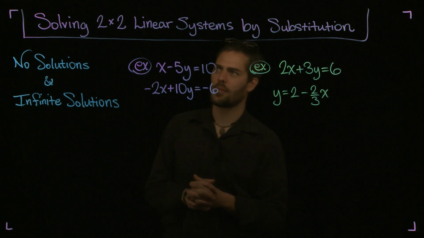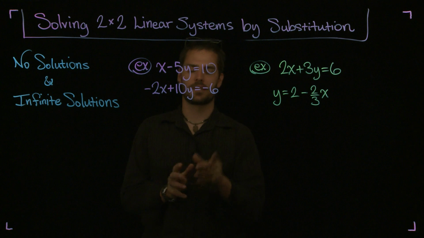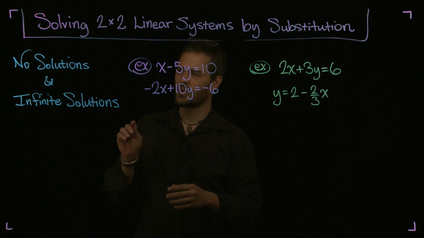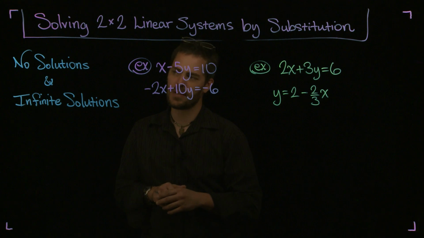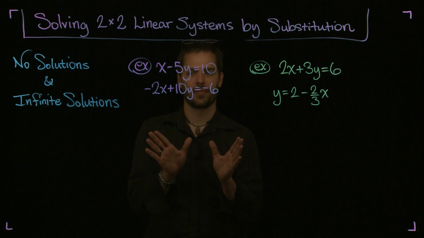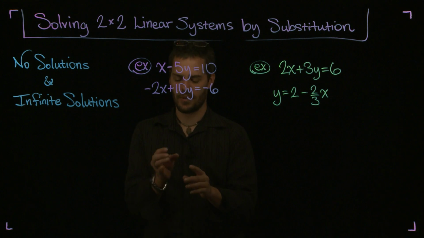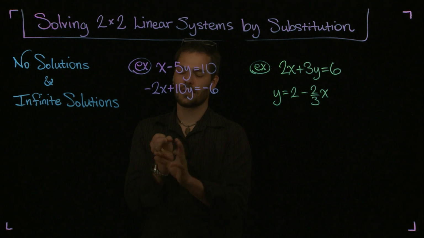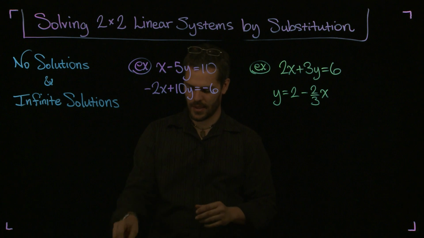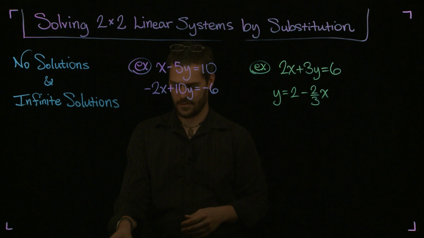Here are a couple more examples of solving by substitution, and I wanted to point out these cases. You could get no solutions, you could get infinite solutions. Whenever you're solving a 2x2 linear system, the three options are you either get one solution, no solutions, or infinite solutions. So let's take a look at these two cases here, starting with my first example.